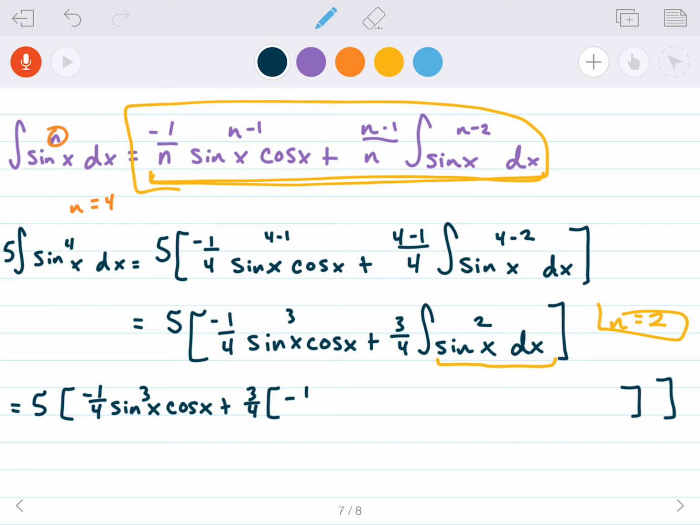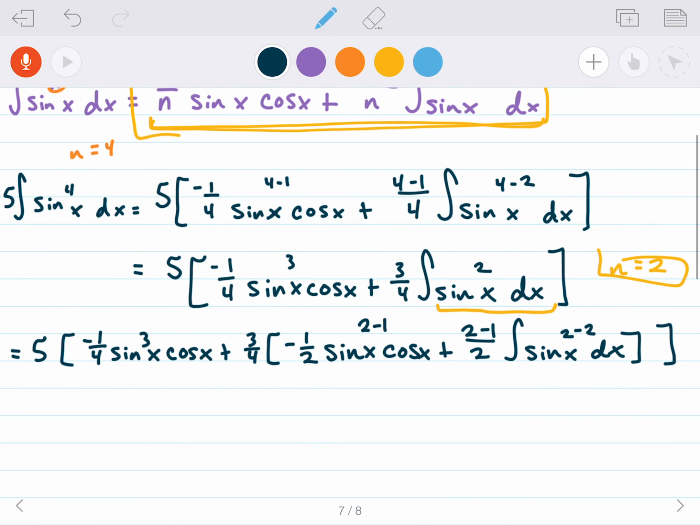We have negative 1 over 2 sine to the 2 minus 1 x, cosine x, plus 2 minus 1 over 2, and then we have sine of 2 minus 2 x dx. All right. Here we go.